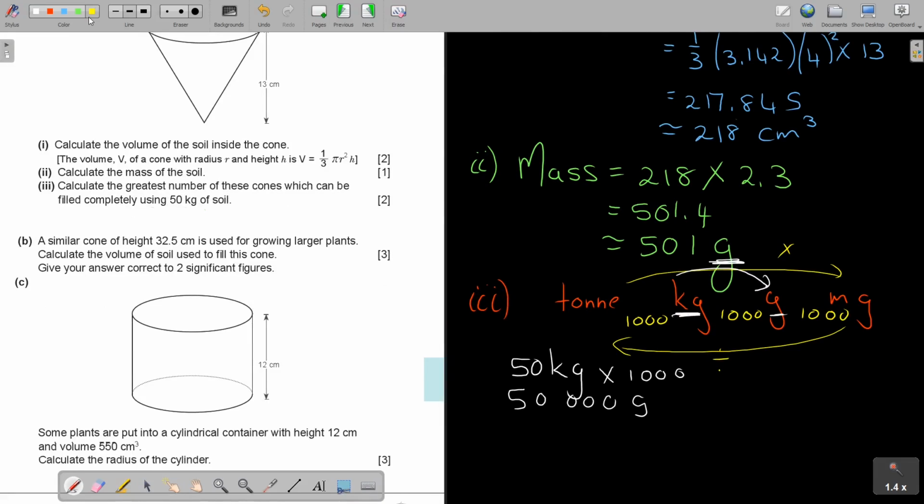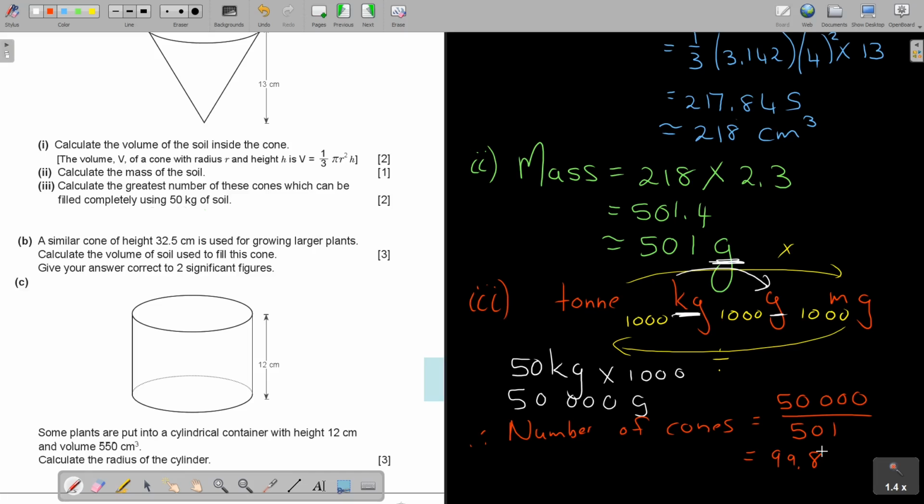And now I know that this is for 1, and I want to see how many of those cones I can fill. So I can set the number of cones. It's just going to be that big bag. Make sure your units are the same, gram, and you can work with that approximated value. If I do that, I'm going to get 5,000 divided by 501, and I get 99.8.